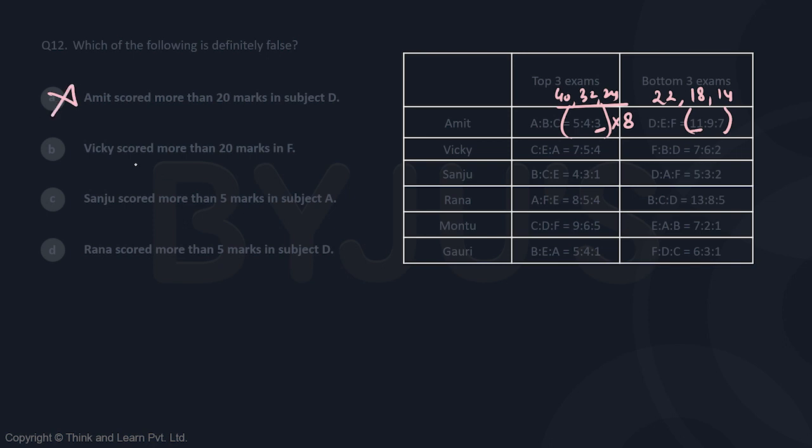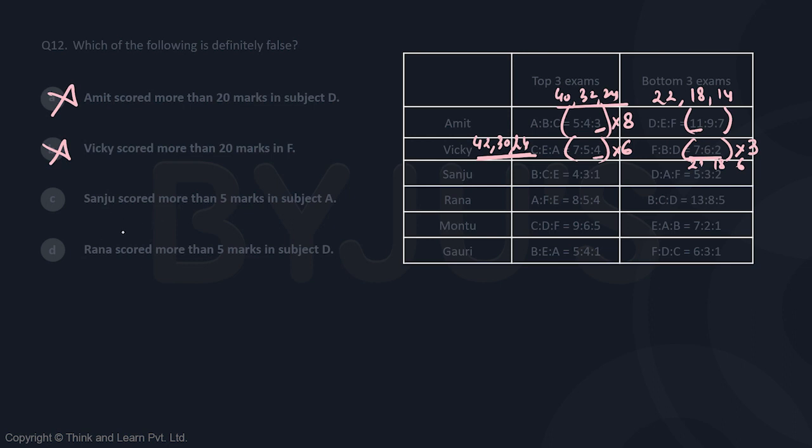Let's check about Vicky. Vicky scored more than 20 marks in F. Can he score more than 20 marks in F? In that case, his score must have been multiplied by at least 3. His scores would become 21, 18 and 6. Then this score should be more than 21. Hence, it must be multiplied by at least 6. And when they are multiplied by 6, they become 42, 30, and 24. Yes, even this is possible. It is also not definitely false.